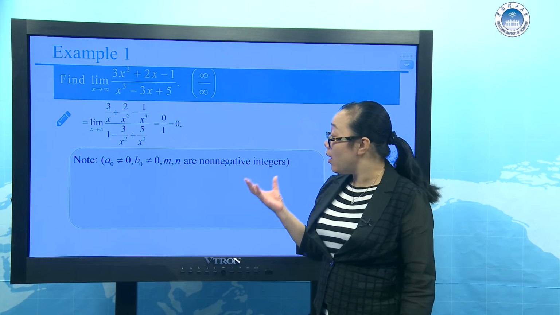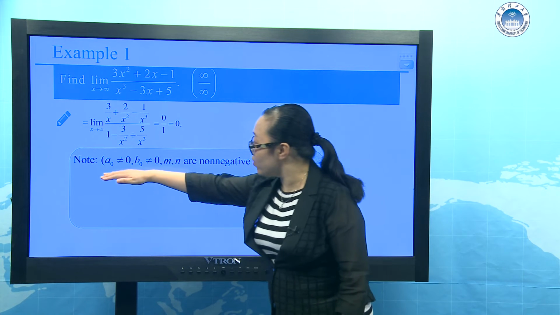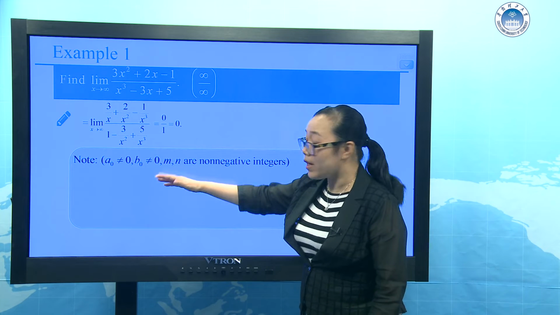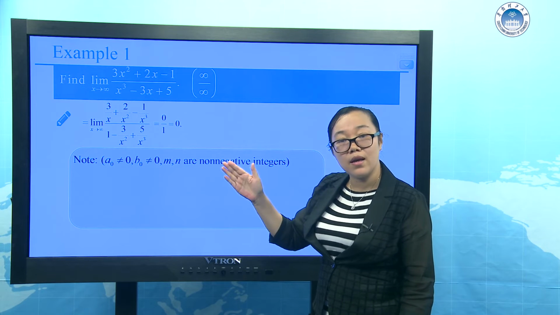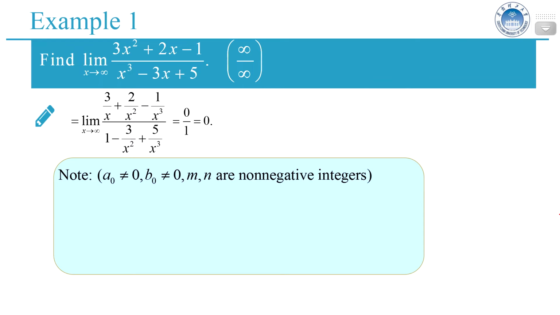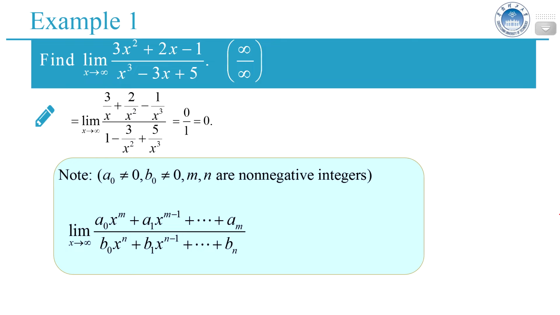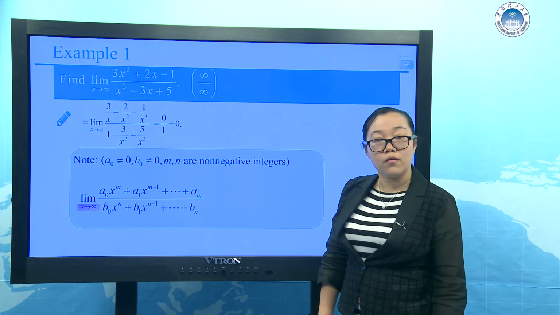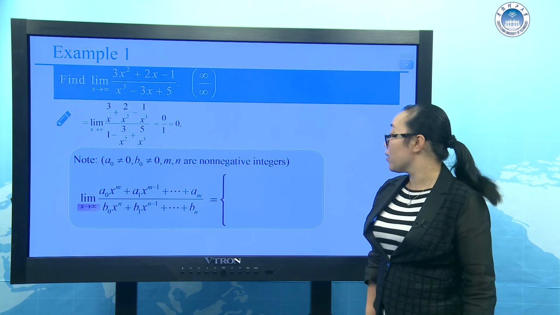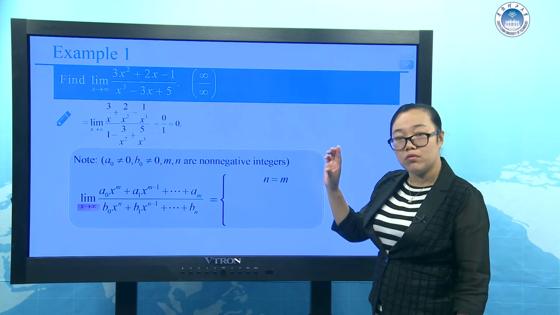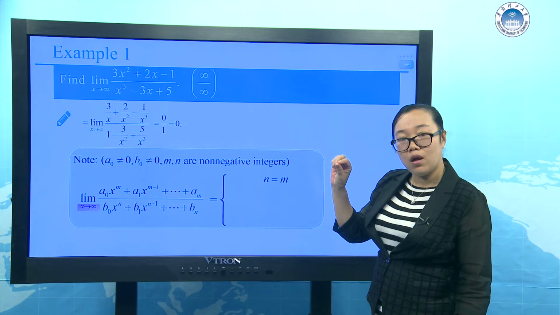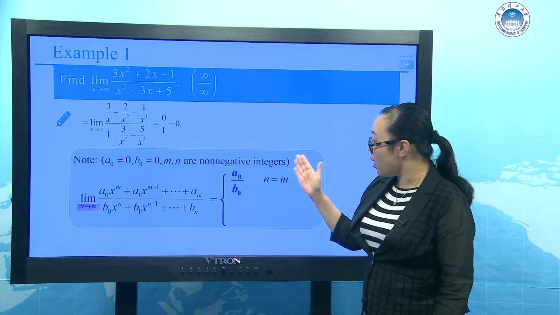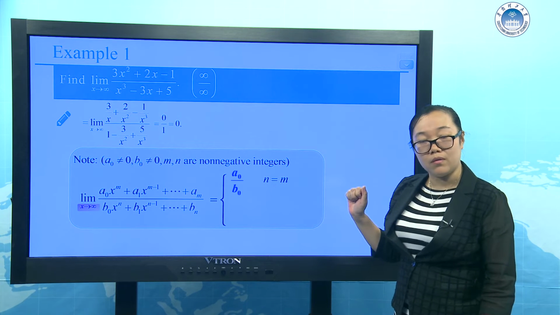We try to get a little summary. So note, if A0, B0 are given real numbers, they are non-zero, and m and n are non-negative integers. At this time, we have some summaries for the limit. Now look at the given condition, x tends to infinity. There are 3 cases. Case 1, n equals m. If the highest powers are equal, at this time the limit equals A0 over B0.